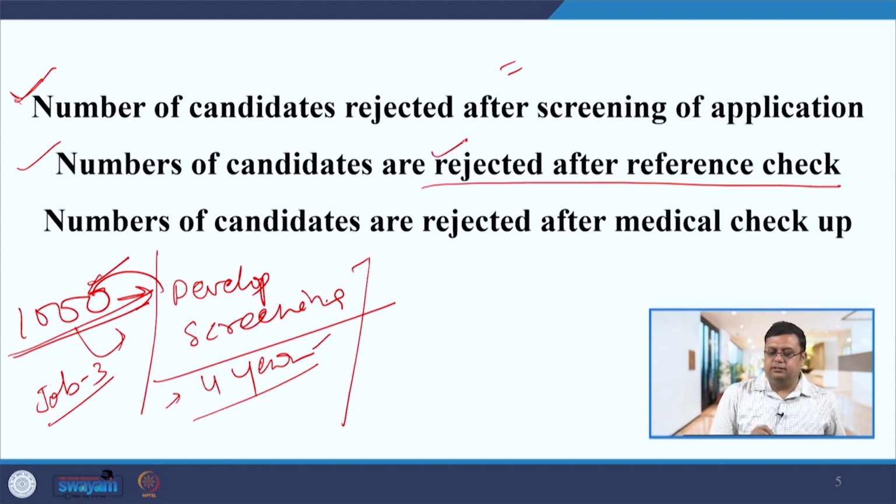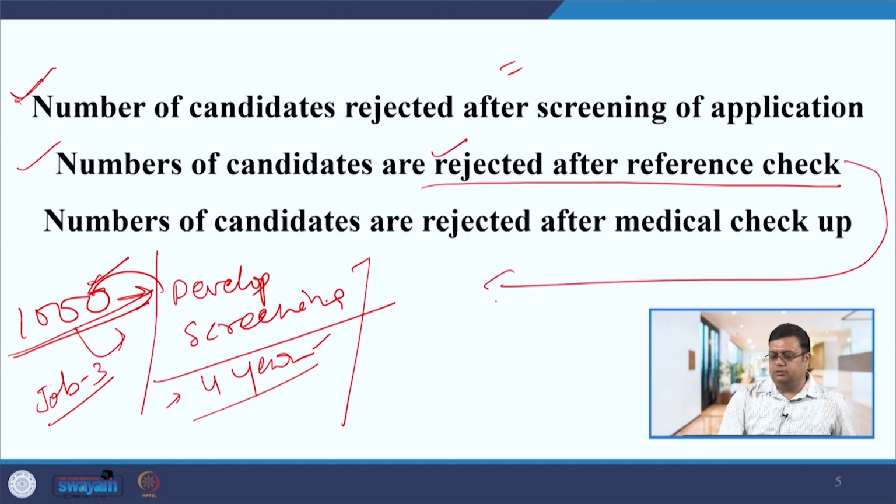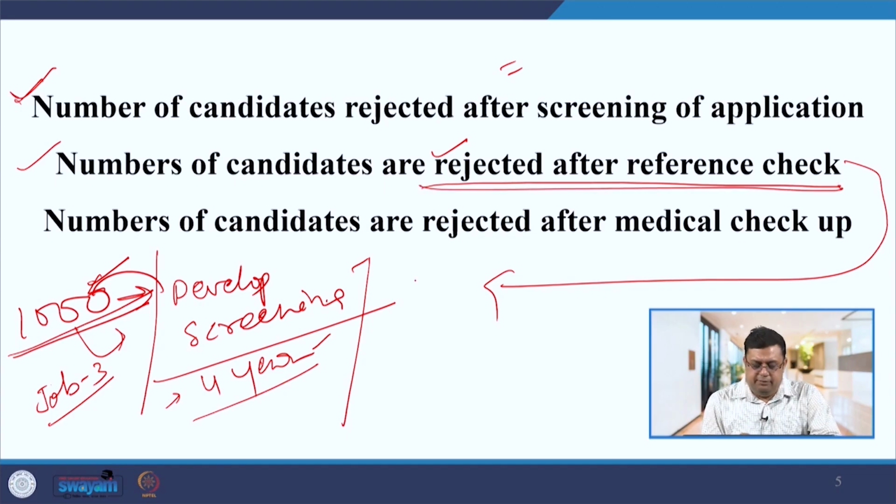After the reference check, it may be possible that some people have given a false reference. When you check the reference about the candidate, you did not get good information, and when you try to verify some information about the candidate, that information was false. So after this reference check, how many candidates were rejected? Let's say 10 candidates are rejected after the reference check, and what is their reason?